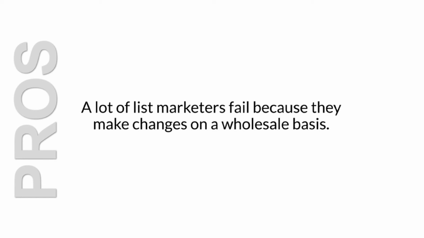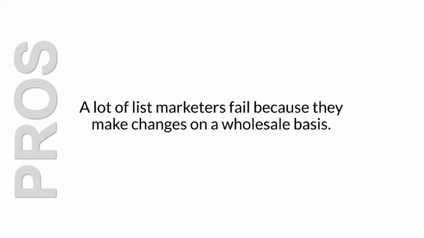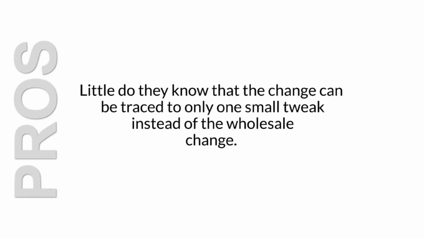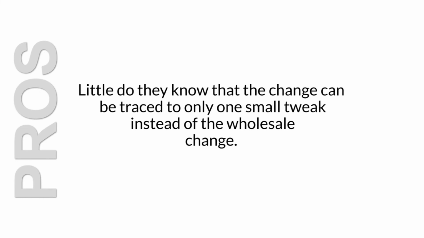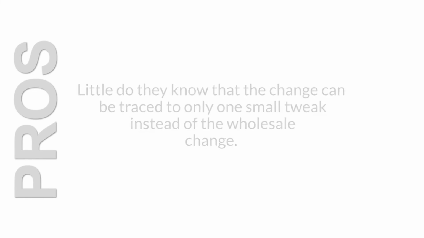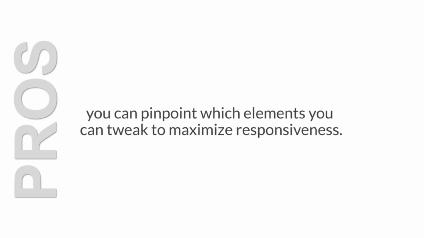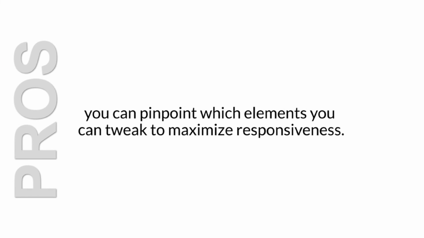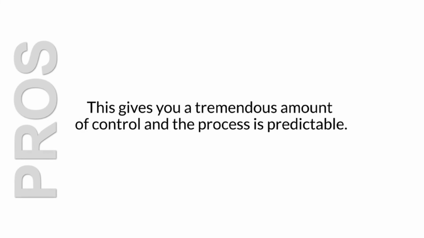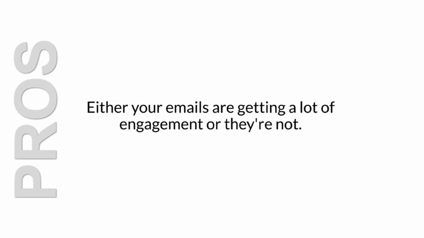A lot of list marketers fail because they make changes on a wholesale basis. They notice that their original email package is not getting any results, so they come up with a completely new package and then they get results. Little do they know that the change can be traced to only one small tweak instead of the wholesale change. But the problem is, they're clueless about this. They wouldn't know. With an element-by-element optimization model, you can pinpoint which elements you can tweak to maximize responsiveness. You're not relying on your intuition or gut feelings. This gives you a tremendous amount of control, and the process is predictable. It's also statistics-based. Either your emails are getting a lot of engagement, or they're not, so you optimize them.